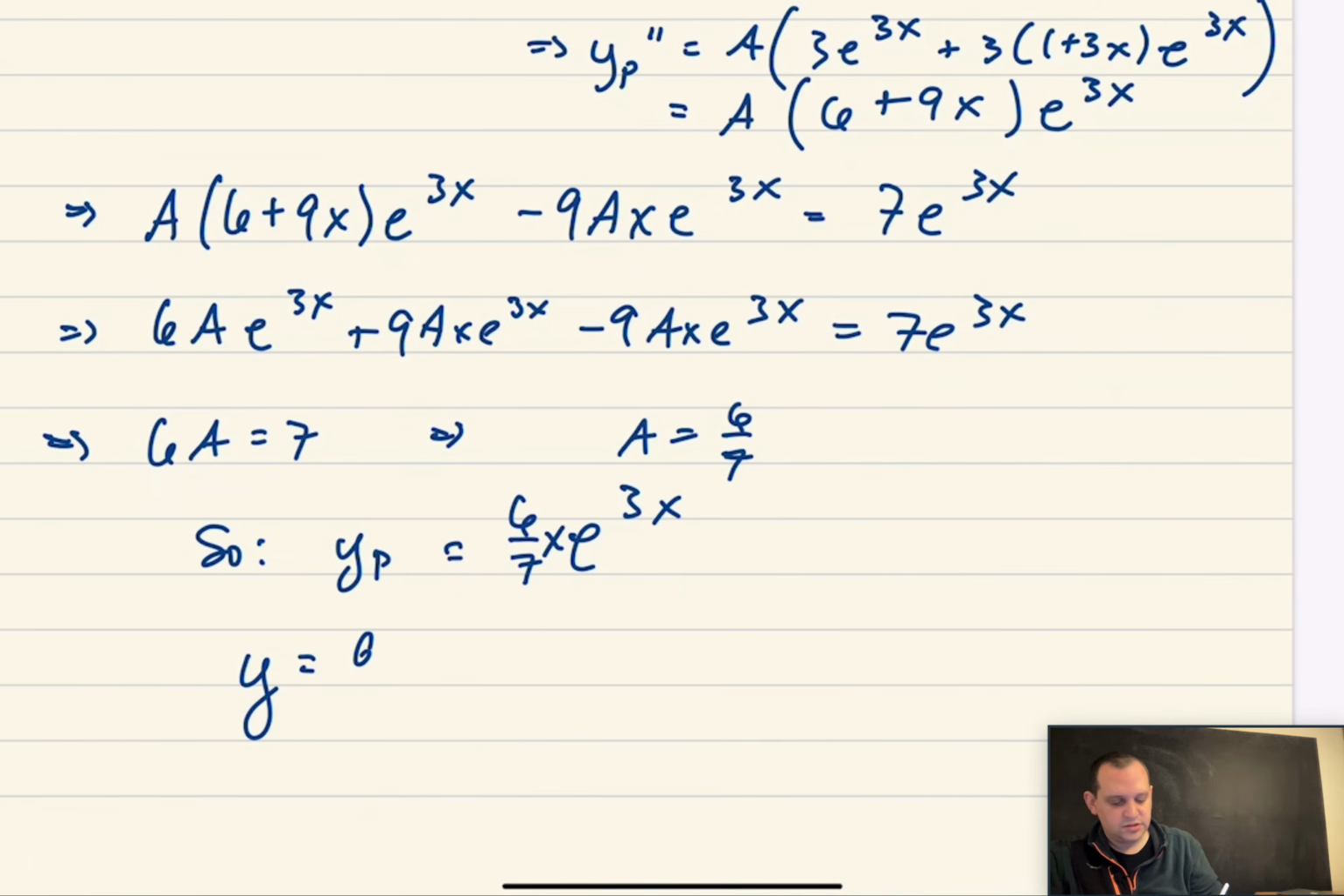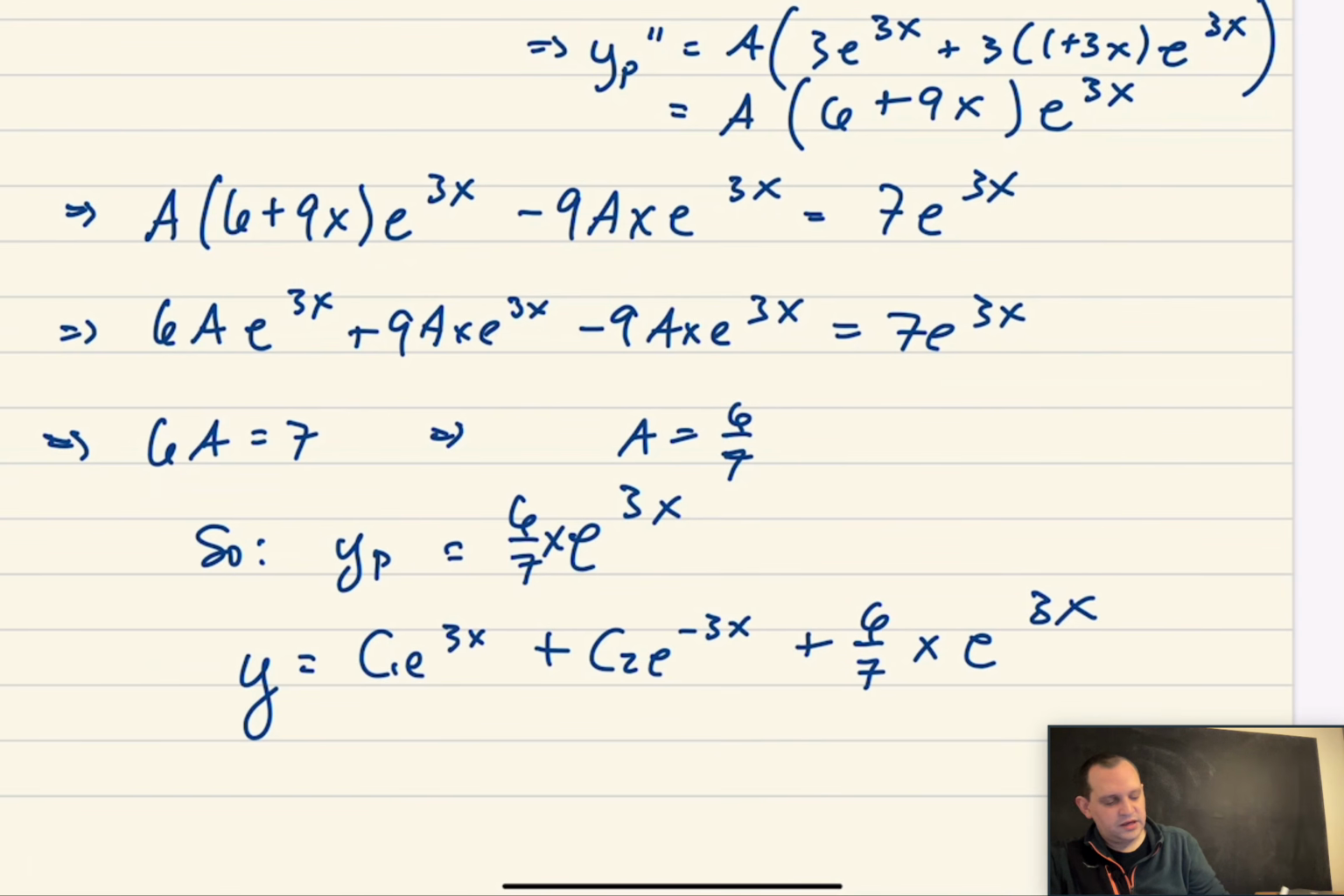And therefore our general solution, y, is going to be the complementary solution, which was c1 e to the 3x plus c2 e to the negative 3x, plus the particular solution, 7/6 x e to the 3x. Okay, and so that's how we'll handle what happens when our non-homogeneous function appears in the complementary solution.